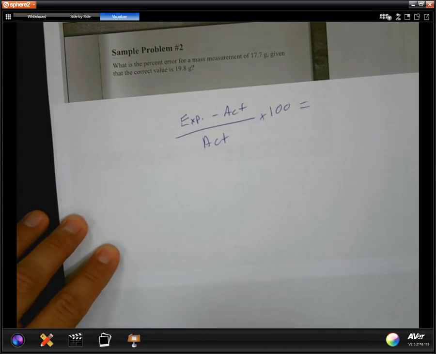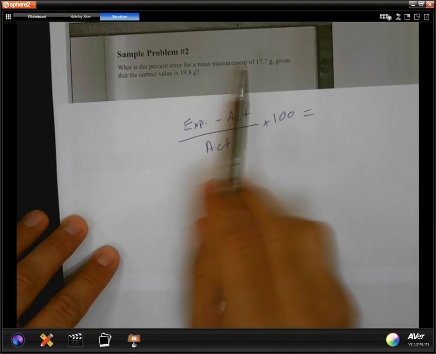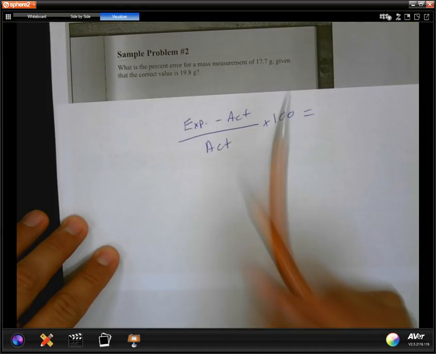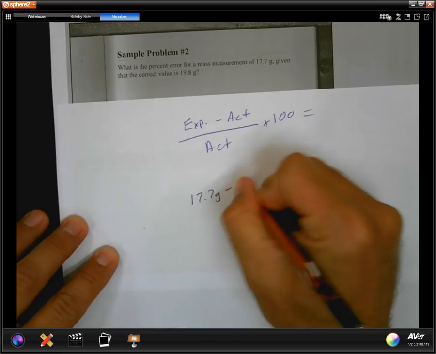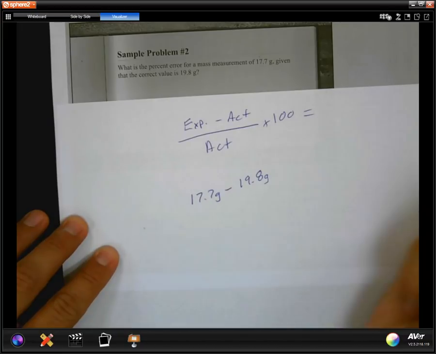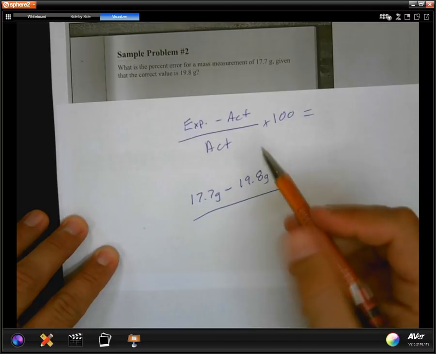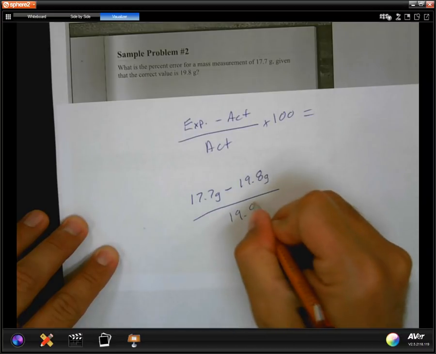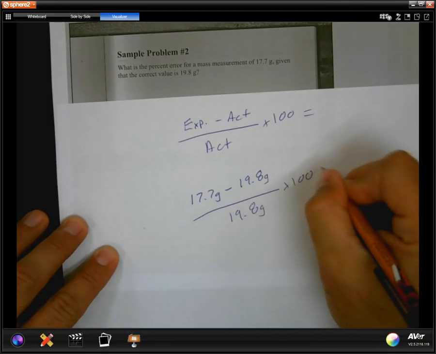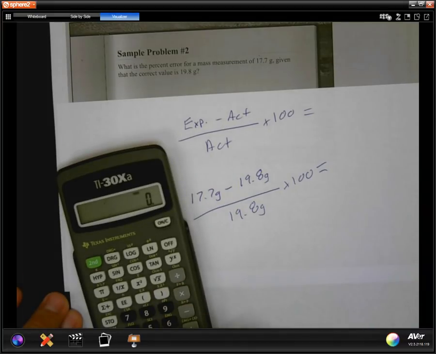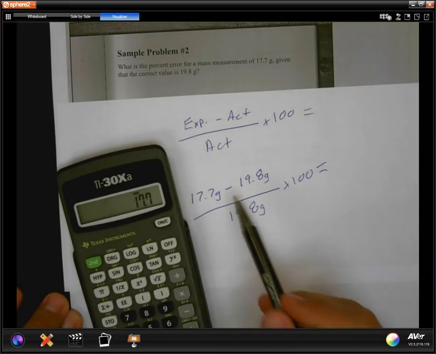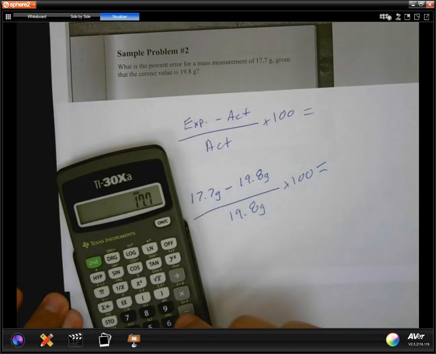So to set up this problem, I would take whatever the problem gave me as experimental. So here, percent error for this measurement, so that's going to be my 17.7 grams as my experimental. I subtract that from 19.8 grams. Notice I am keeping the units. Then I would divide again by the actual, so that's 19.8 grams, times 100, and we'll see what we get. As I put this number in my calculator, I'm simply going to put 17.7. You have to do the subtraction first due to the order of operations. Subtract it by 19.8. I'm given a 2.1.